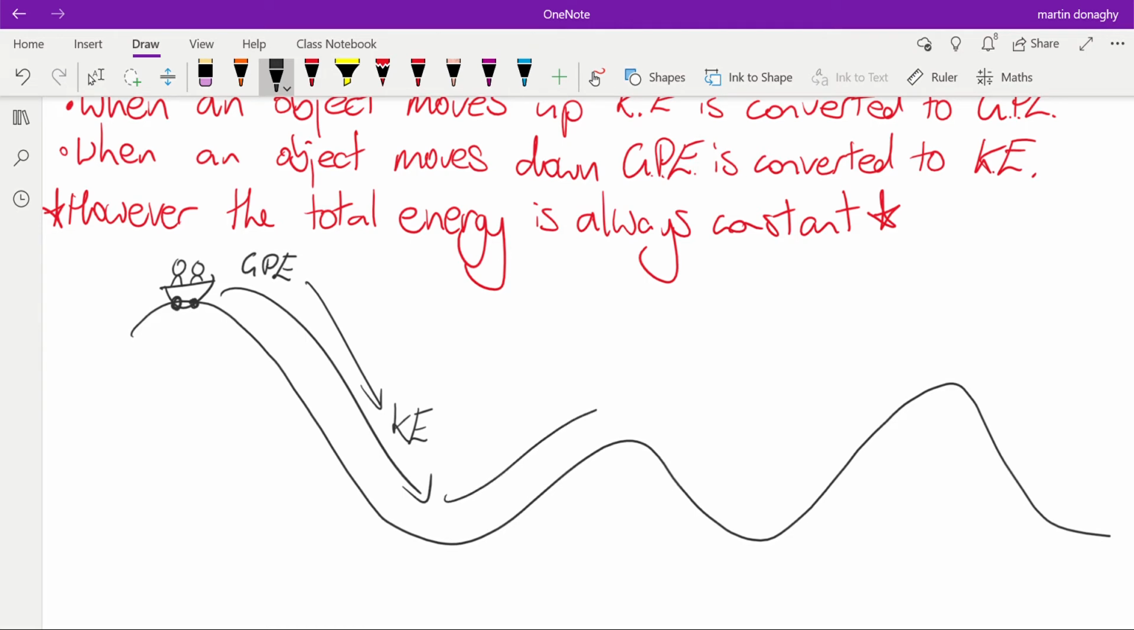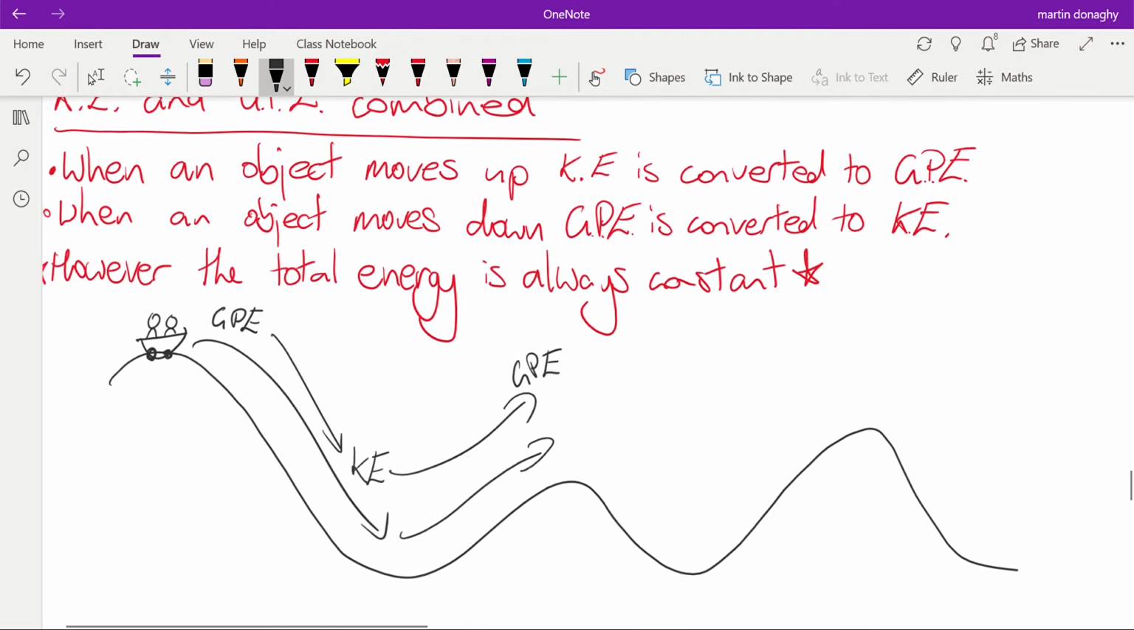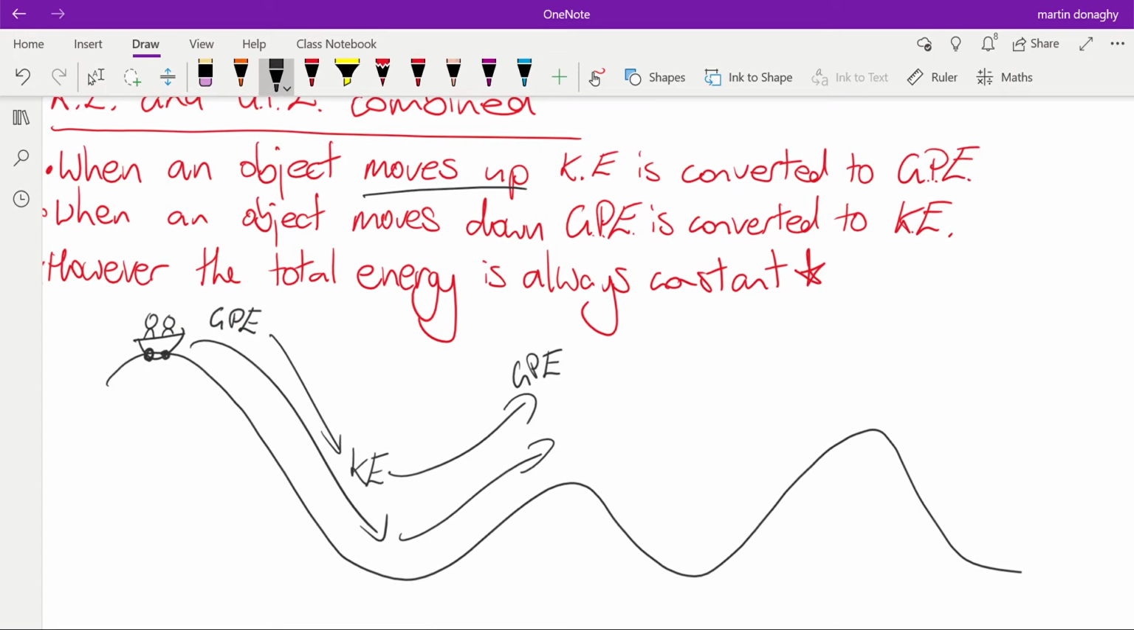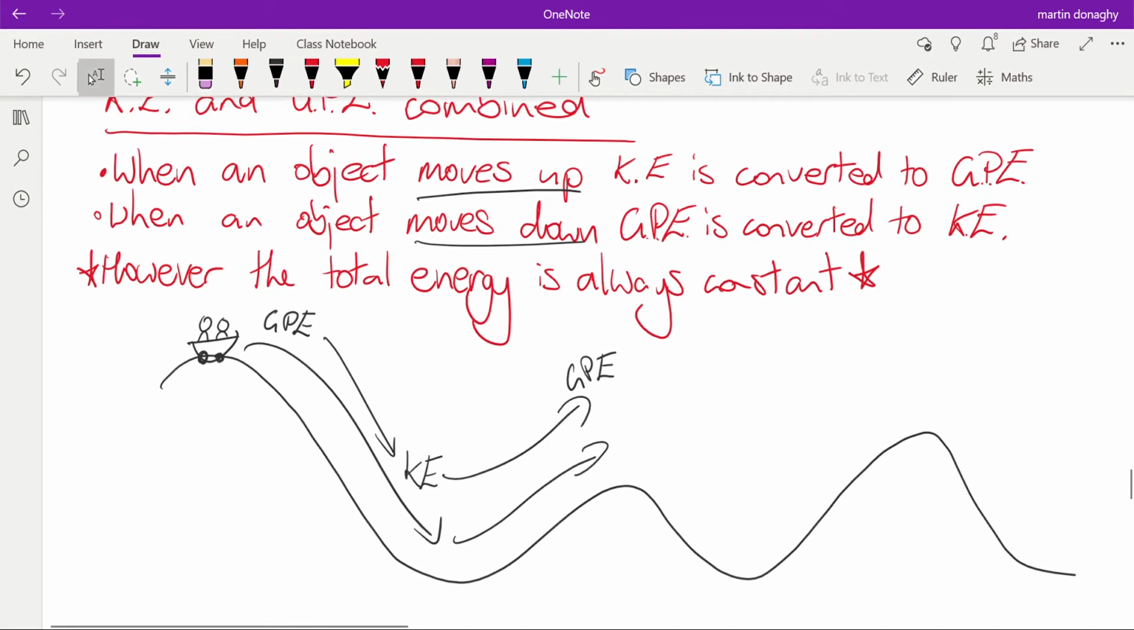And then the opposite happens on the way up the slope. The height of the cart increases, therefore its gravitational potential energy increases. That must come from somewhere because it can't be created. So the kinetic energy is changed into gravitational potential energy. So in general, when an object moves upwards, kinetic energy is converted into gravitational potential energy, and when an object moves down, the opposite happens. However, the key thing is we can't break the conservation of energy law. So the total energy in the system must always remain constant. That's the key thing to remember.